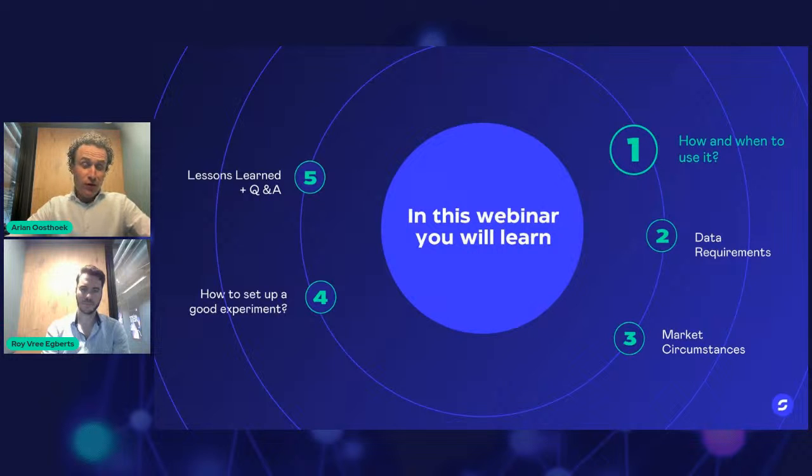Today we're going to talk about 5 different topics. First, how and when to use it. Second, a very frequently asked question: do I have enough data, or what is the right data to make it sufficient for elasticity? We're going to talk about the market circumstances, so what market circumstances to include in evaluating price elasticity. And we're going to talk about how to set up a good experiment with elasticity. And last but not least, we go through the lessons learned, and there is also room for going through your questions and answering them. You can also use the chat for that.